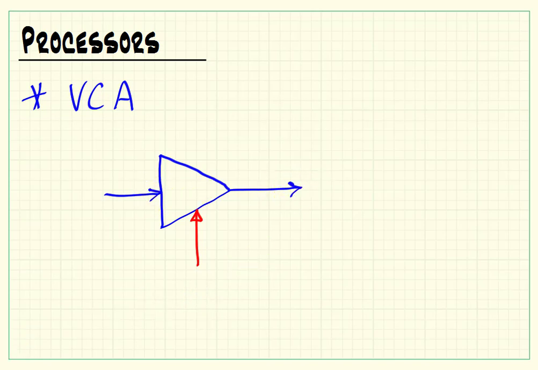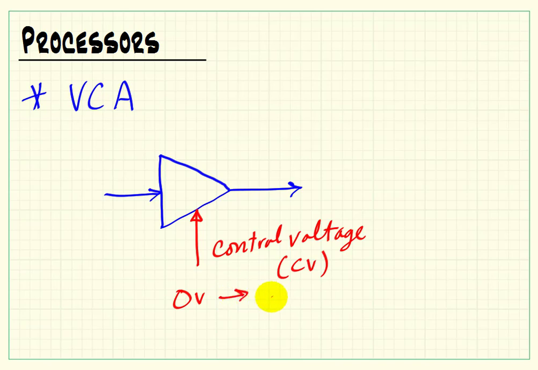So the triangle shape denotes the idea of an amplifier, and the gain of the amplifier is established by the control voltage, or CV for short. For example, we could use a standard that 0 volts corresponds to a gain of 0, and 1 volt corresponds to a gain of 1.